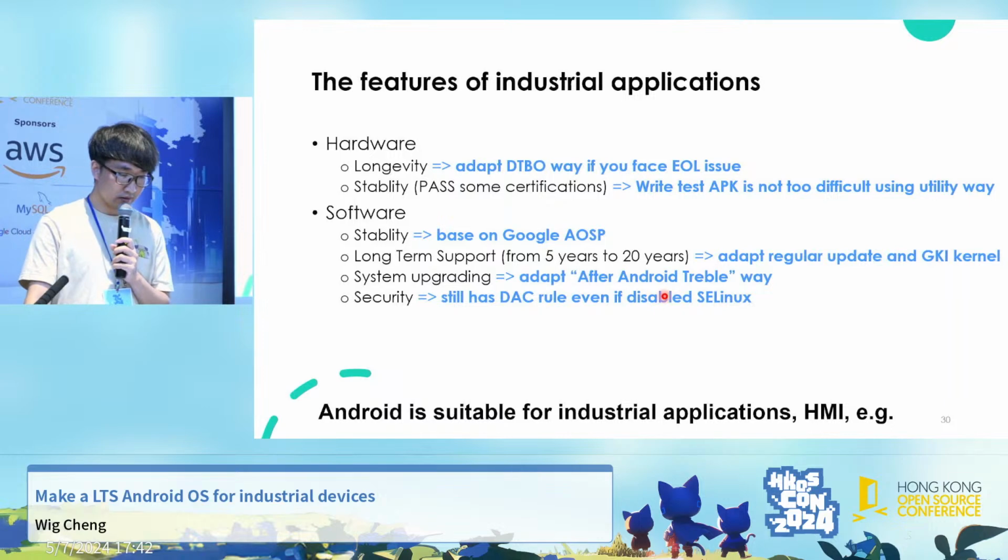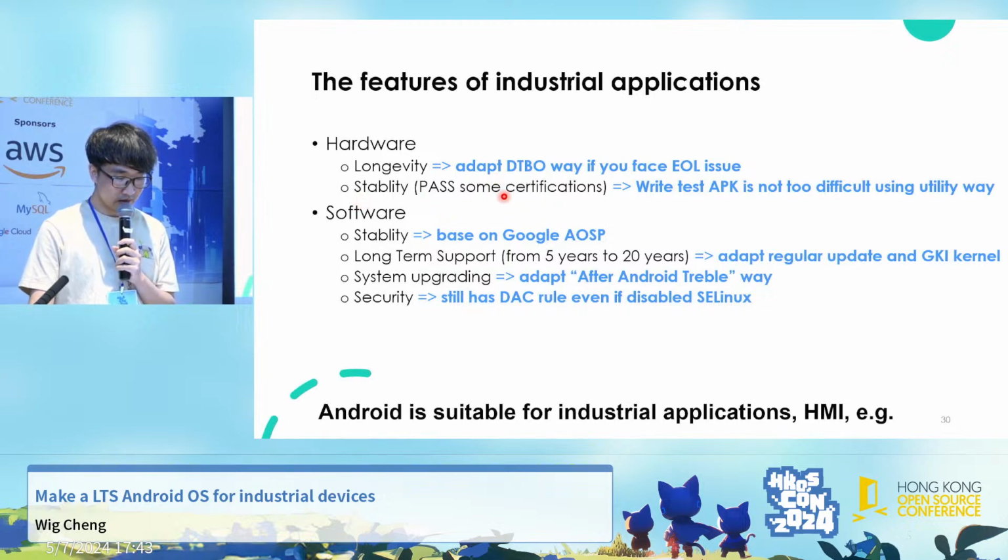Okay, so let's summarize. Back to my first question about Android. Android actually is suitable for industrial applications, especially HMI, which means human-machine interface, the panel-based applications. And we can check the conditions one by one again. On longevity in the hardware part, we can adopt device tree overlay to overcome the EOL issue. Make one image to support all devices.